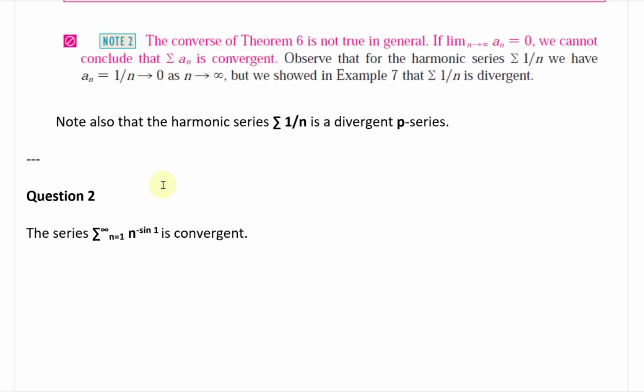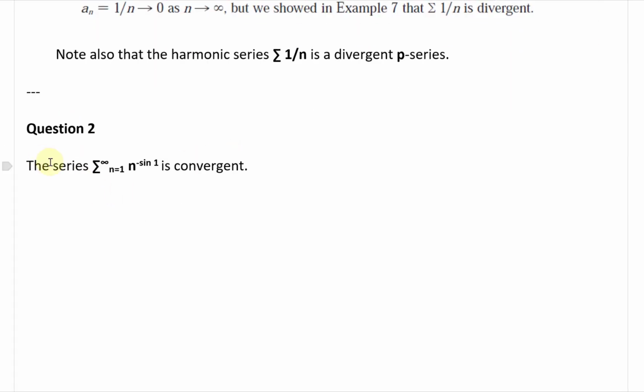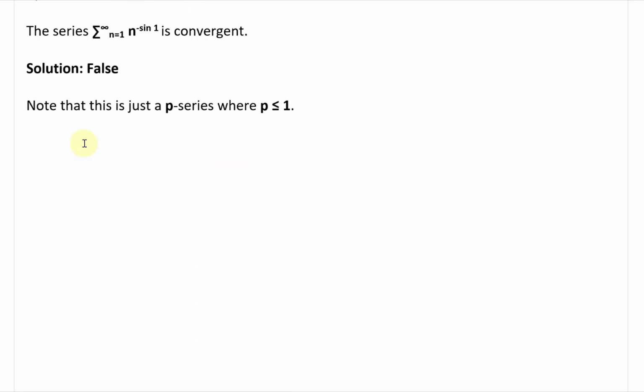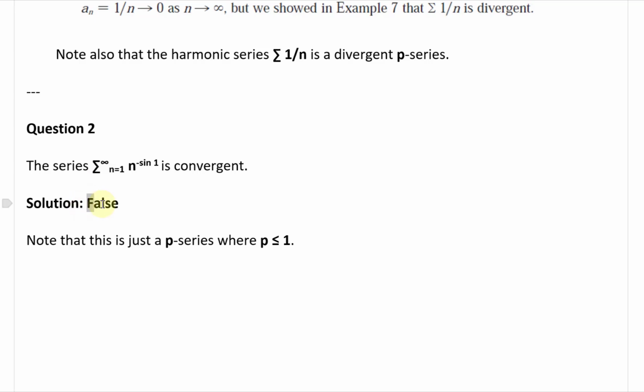Question 2 states: the series, the summation from n equals 1 to infinity of n to the power of negative sine of 1, is convergent. And this is an interesting question. This is actually a p-series as well. So let's look at the solution. This is false, actually.